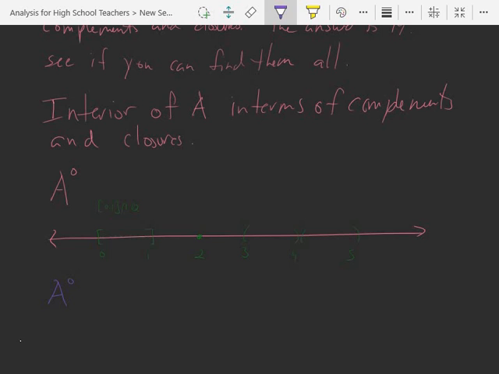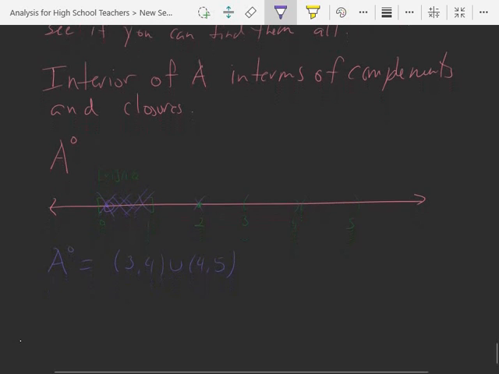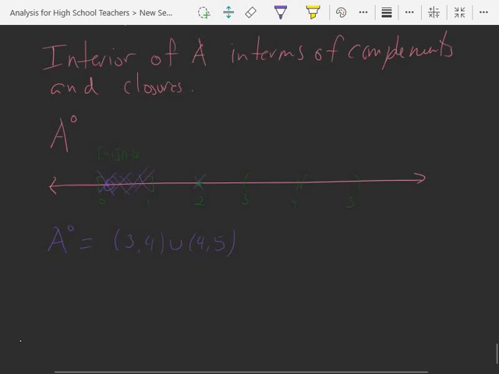Well, if I draw a point in here and draw a circle around it, part of it's outside the set, right? Any irrational number in that circle isn't going to work for us. So none of these guys. No matter what circle I draw there, it's not going to be entirely inside. But this is going to be just the numbers between 3 and 4 and 4 and 5. How can I get just those numbers from complements and closures?